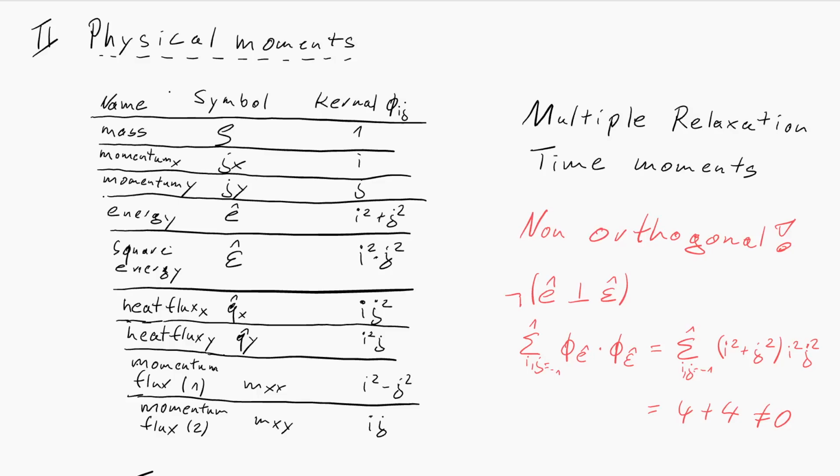but these moments are not actually used. This is why they have a hat, because they are not yet orthogonal. And by orthogonality, we mean that the kernels that are written here, when we multiply the kernels by each other and sum over all the directions, if this sums to 0, this would be considered orthogonal. And what we see here is that the moment E and the moment epsilon do not fulfill this condition, and so they are not orthogonal.